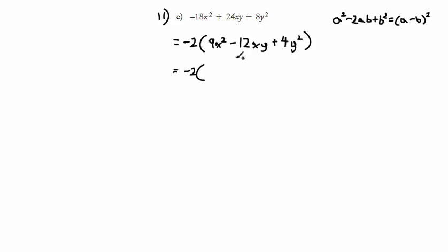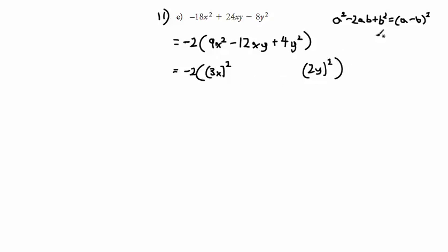If this does take the form of this, that means that a squared is equal to 9x squared and b squared equals 4y squared. So let's see if that's true. Well, we know that a squared is 9x squared, which means a is just the square root of that, which is 3x. So this is a, and a squared is this. Now what about b squared? That equals this, so b equals, not 4y, the square root of 4y squared, which is 2y. So that's b, and b squared is this.